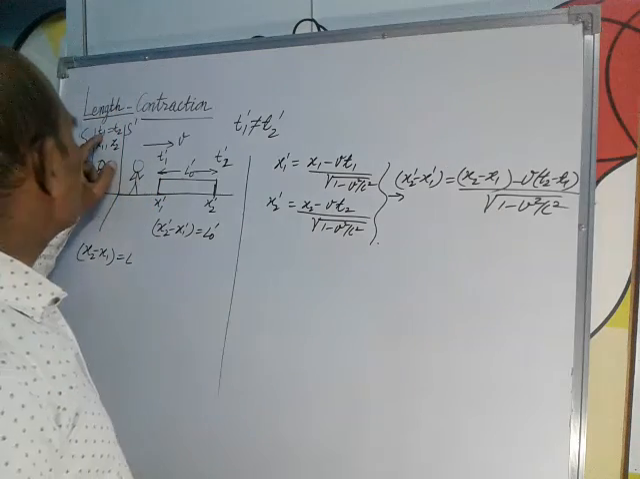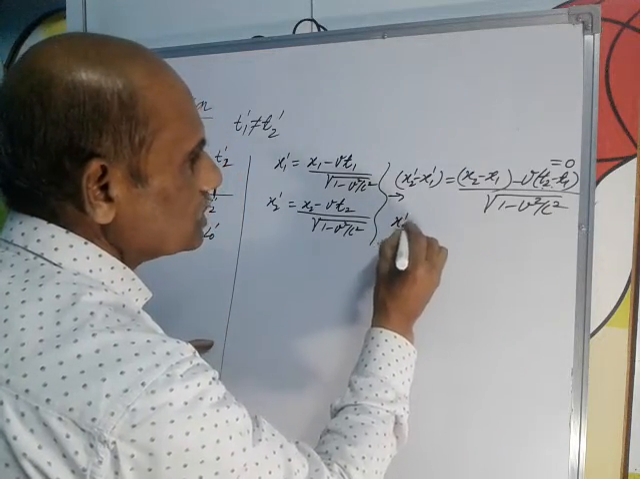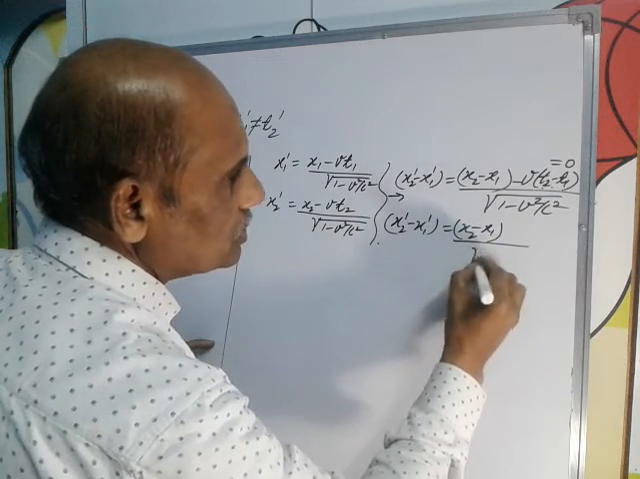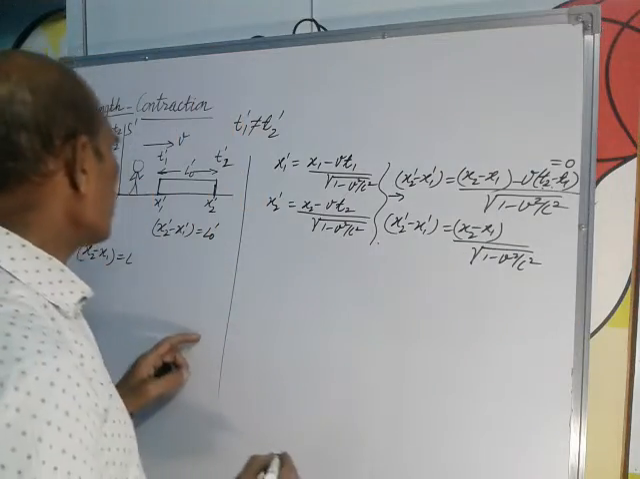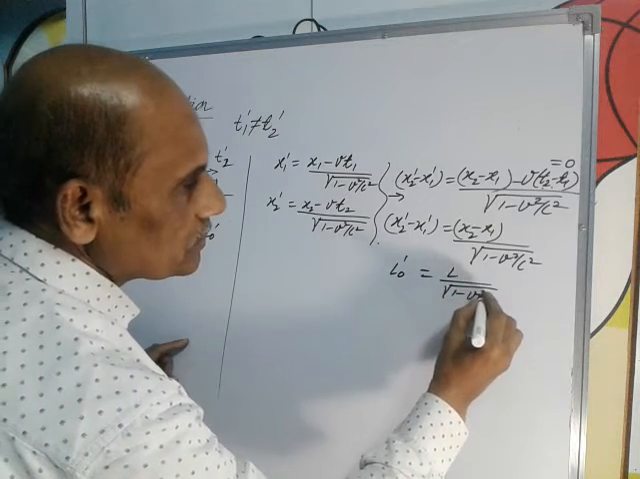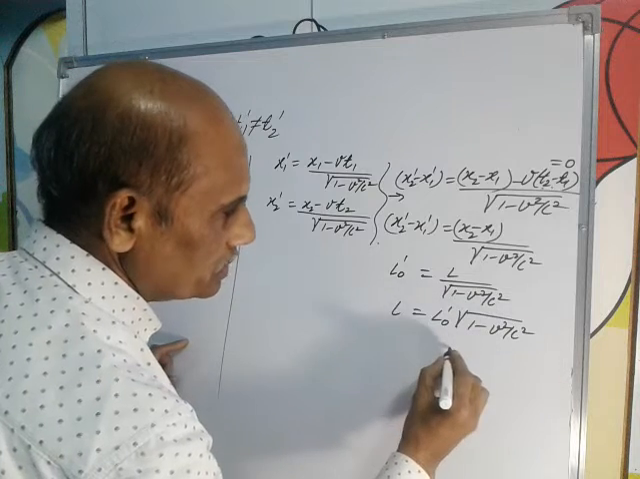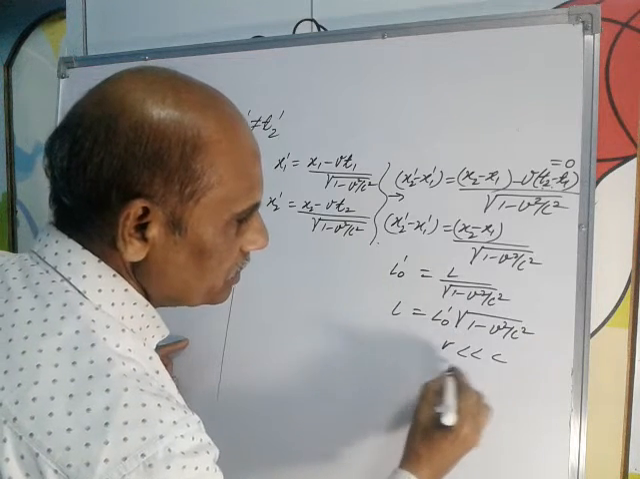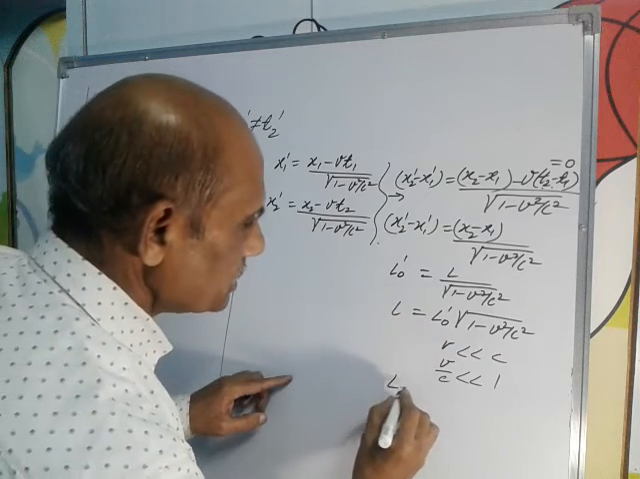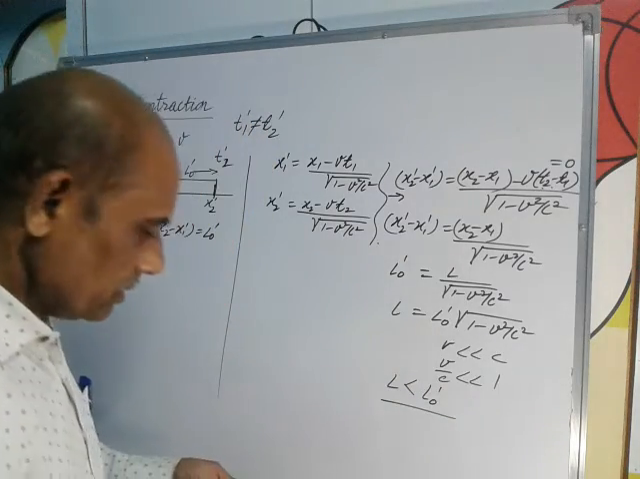As I told, t1 must be equal to t2. So this t2 minus t1 is equal to 0. It means x2 dash minus x1 dash is equal to x2 minus x1, since the second term is 0 upon square root 1 minus v square by c square. X2 dash minus x1 dash is L0 dash, x2 minus x1 is L. So L is equal to L0 dash square root 1 minus V square by C square. Since V is less than C, V by C is less than 1. So this quantity is less than 1. So L is less than L0 dash. This is the length contraction.